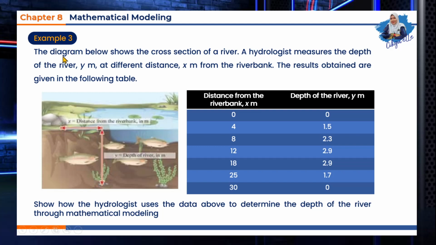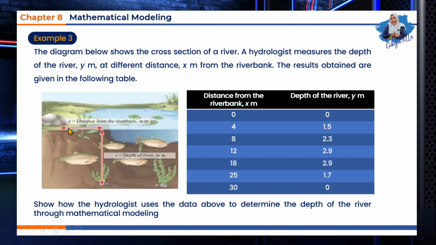Look at this example. The diagram below shows the cross section of a river. A hydrologist measures the depth of the river, y meter. Sorry, my diagram is quite blurry here. You can just refer to your textbook for a clearer picture on page 237. This is the depth of the river in meters, y meter, at different distances x from the river bank.